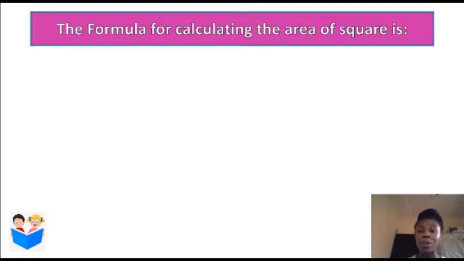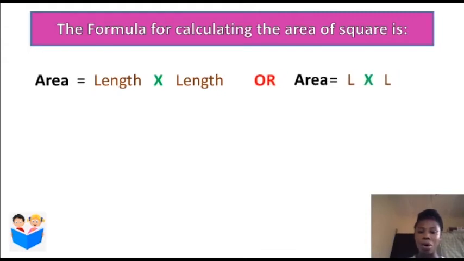The formula for calculating the area of a square is area equal to length times length, or you write it in a short way, area equals L times L. The letter L there has been abbreviated from length. The word is length and you can use L for it.